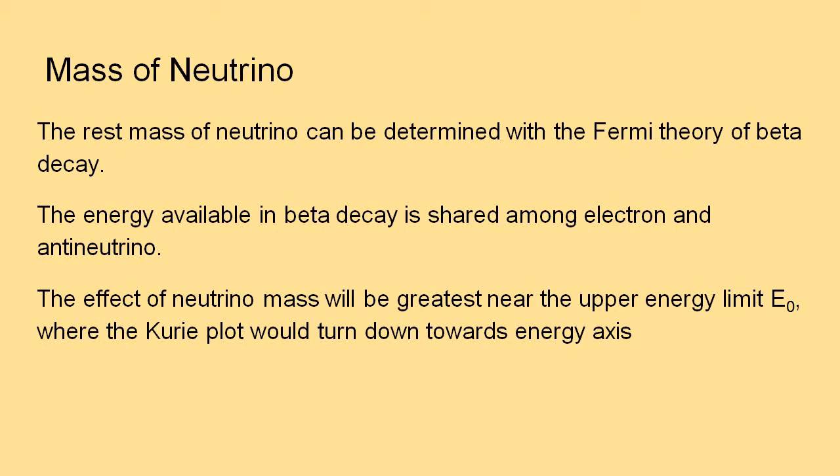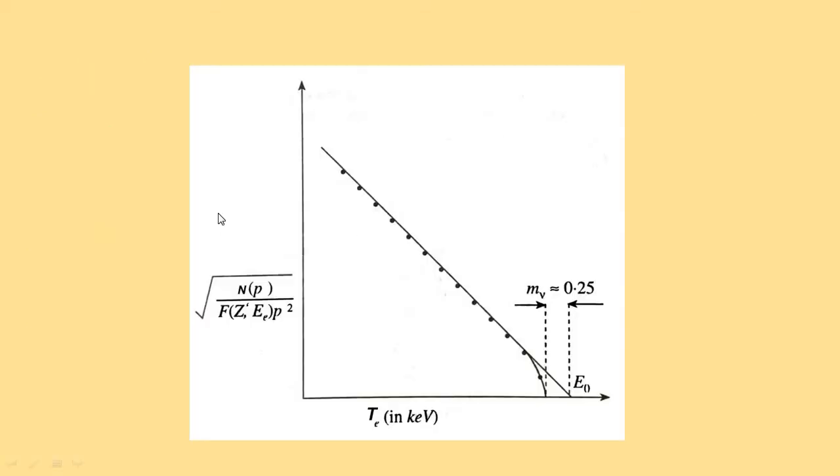You know what is E0? It is where the Curie plot would turn down towards the energy axis. You can see this. This is your Fermi-Curie plot. When you are plotting this, T means the kinetic energy of electrons, and here we have taken the unit in kilo electron volt. And this is square root of N by p F(Z, E). Sometimes you can take this as E0. And this is P squared. So, this is the Fermi-Curie plot.